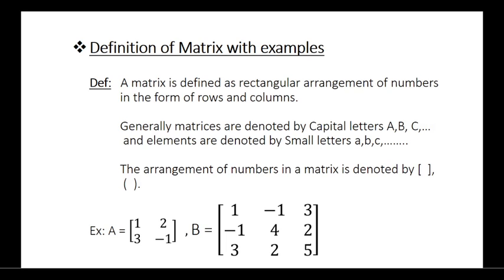We can get the order of the matrix. When a matrix contains 2 rows and 2 columns, then such a matrix is called a matrix of order 2 by 2. Suppose a matrix contains 3 rows and 4 columns, then such a matrix is known as a matrix of order 3 by 4. So in the given example, A has only 2 rows and 2 columns, so A is a matrix of order 2 by 2. The matrix B contains 3 rows and 3 columns. That's why matrix B is of order 3 by 3.